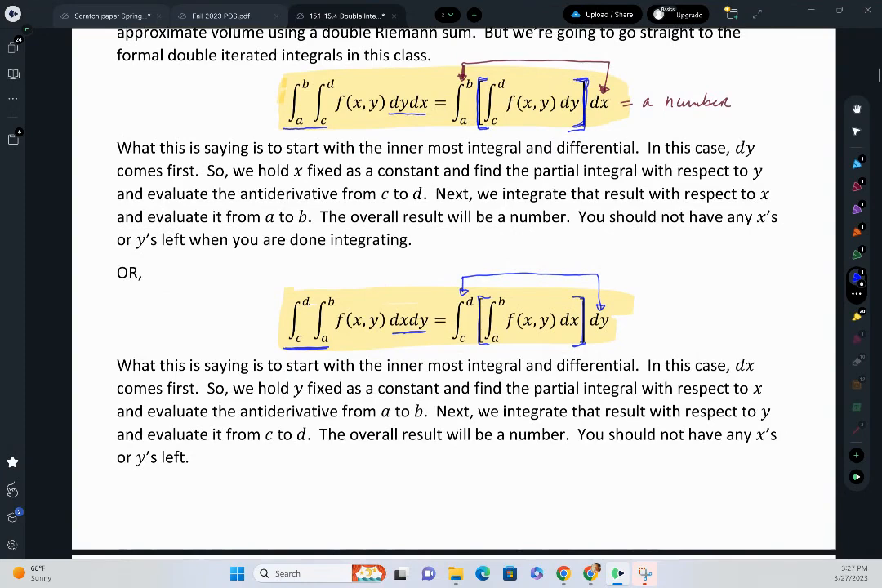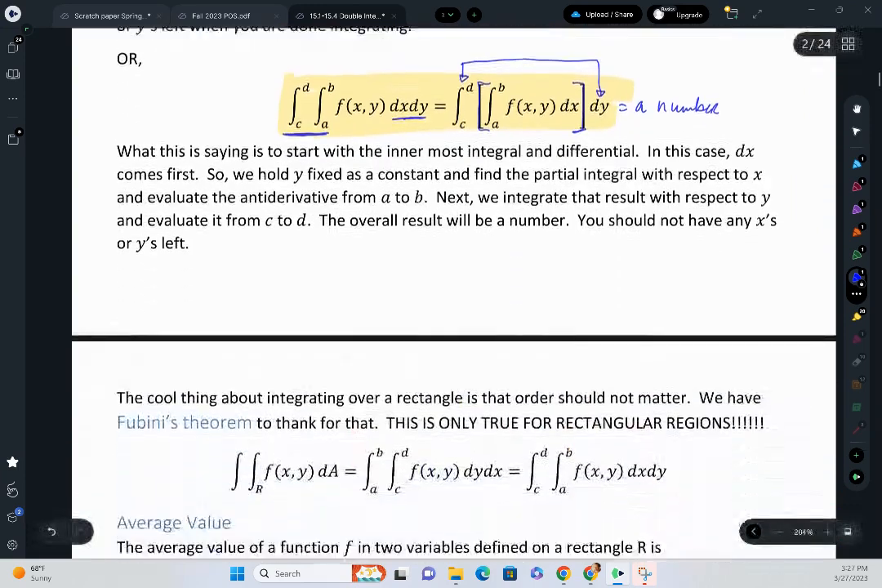It's very similar to what we were doing before when we're differentiating a multivariate function. If we're finding a derivative with respect to x, then y is a constant. If we're finding a derivative with respect to y, then x is a constant. So those rules are still going to be playing a part in here. And again, the overall result will be a number. Can't stress that enough. If you're getting x's and y's left after you've integrated, something went wrong, okay?